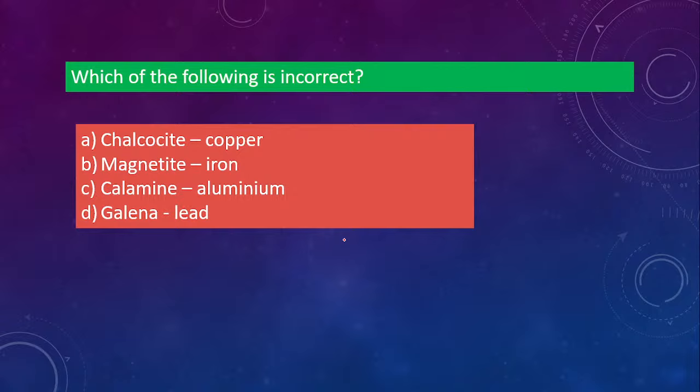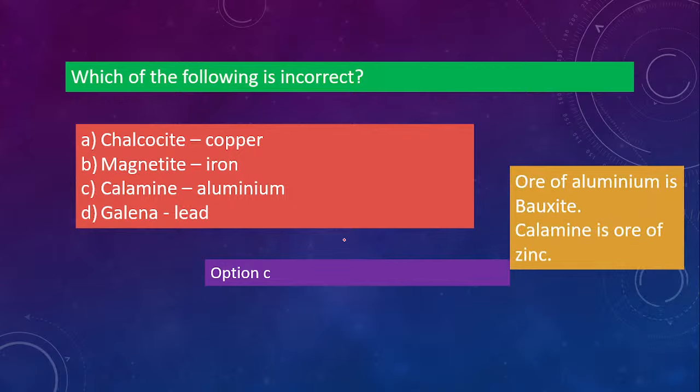Option C, calamine, aluminium. Others, fast. 10 more seconds. Okay, time is up. So yes, option C is correct. Very good. So yes, aluminium is wrong. Calamine does not contain aluminium. Aluminium is present in bauxite ore. Calamine contains zinc. So you remember these four ores.